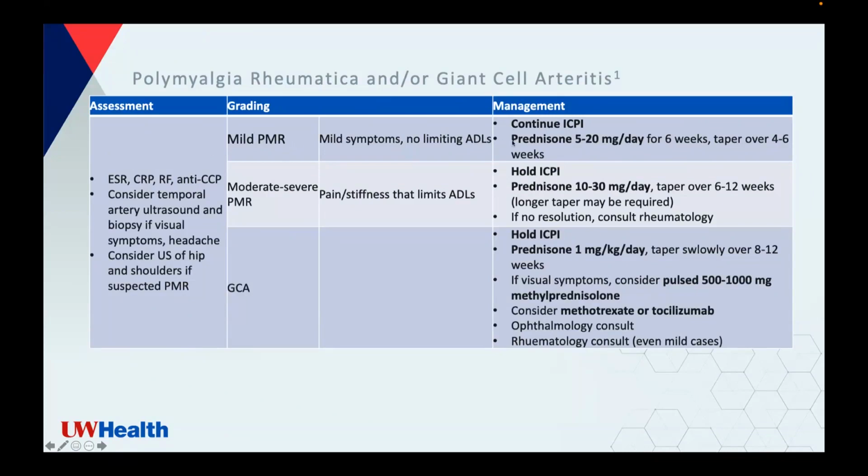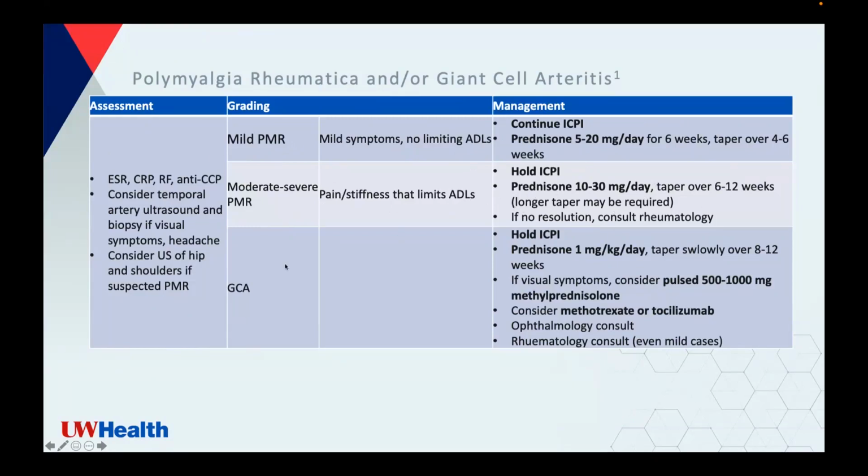For more moderate to severe PMR, in this case, patients would present with joint stiffness in their shoulders and hips and limits on their ADLs. We would hold the ICPI, give prednisone at higher doses, 10 to 30 mg per day, and taper over a longer period of time, 6 to 12 weeks.